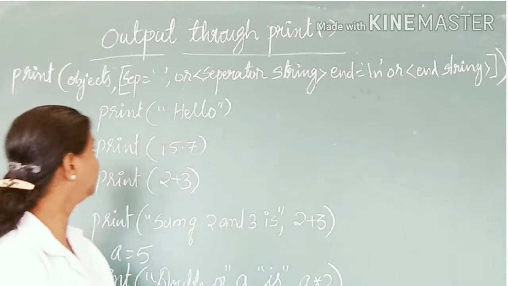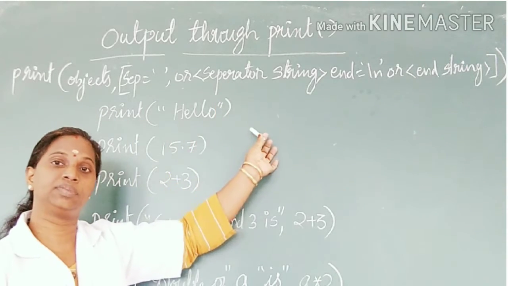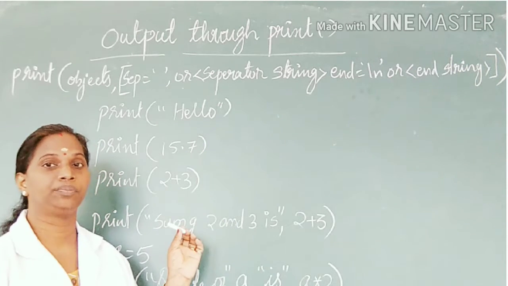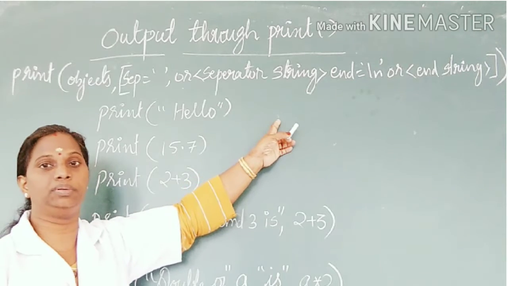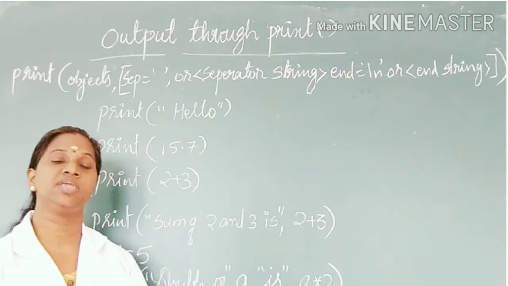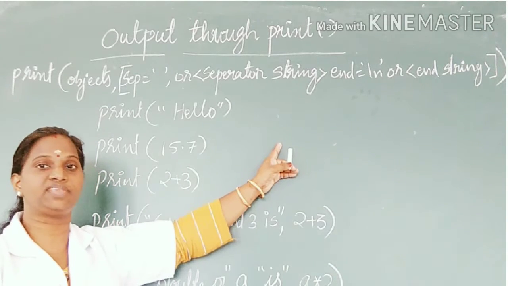See some examples. Print hello. Here there is no separator operator, no sep operator. Only a single statement, print hello, to print the word hello. See here, print 15.7. Here we are printing one numeric element, so it will print 15.7.